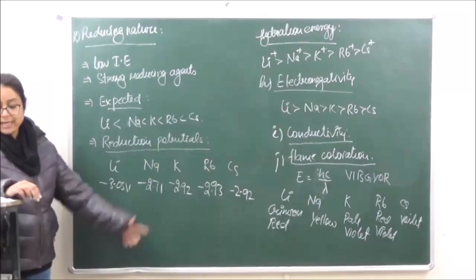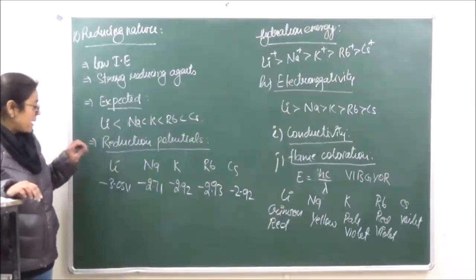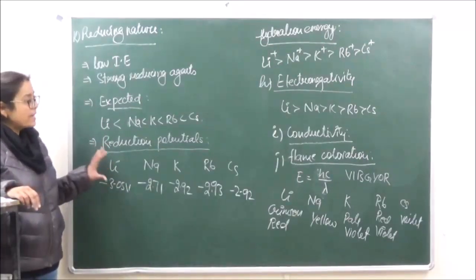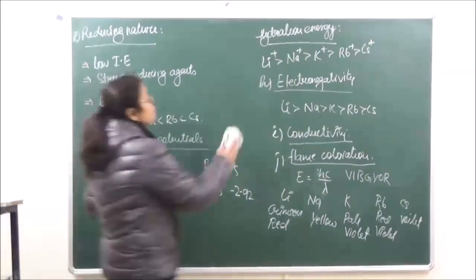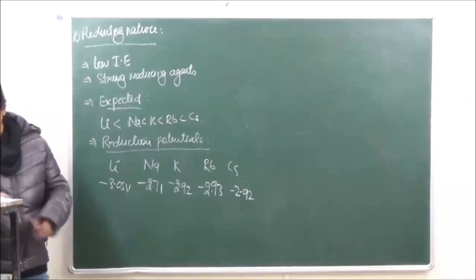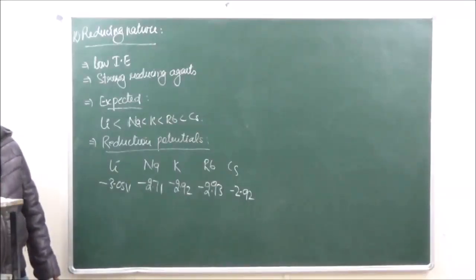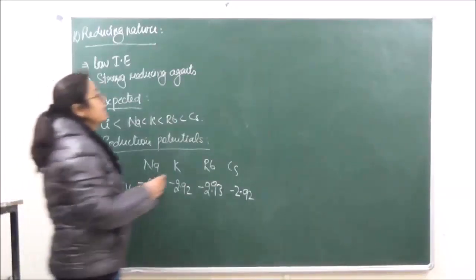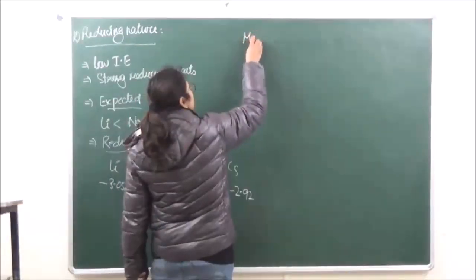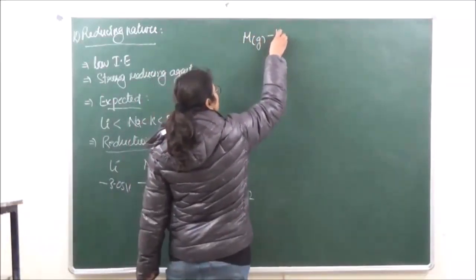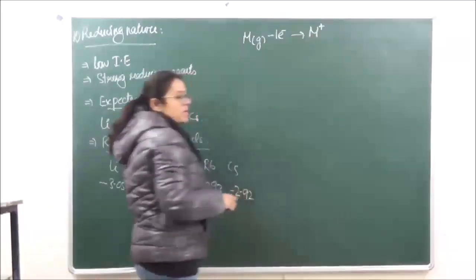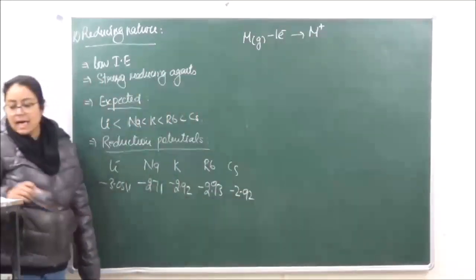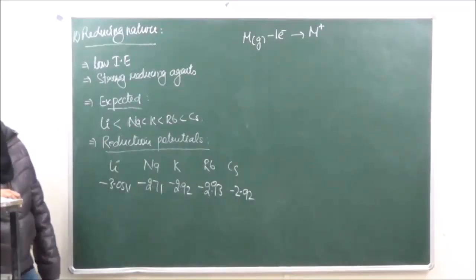According to this, lithium should have the maximum value of reducing. So let's see what is happening over here. Whenever oxidation is taking place, oxidation means metal in the gaseous state will lose one electron to go into M positive state. This is how oxidation is going to take place.